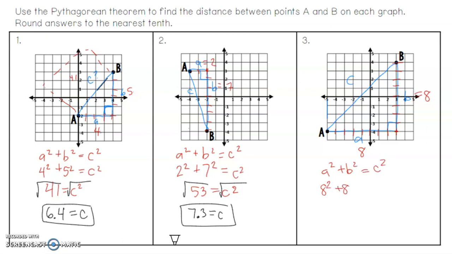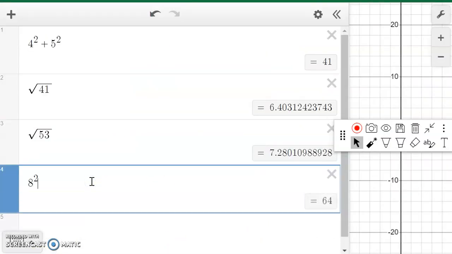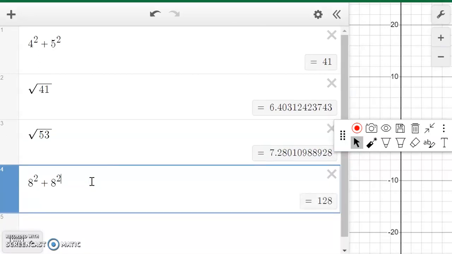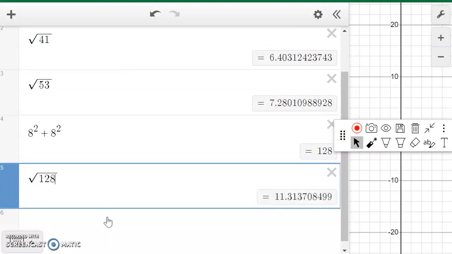So my side lengths are the same. 8 squared plus 8 squared is C squared. Okay, that's 64 plus 64, 128 equals C squared. And you take the square root to find that side measurement. If you're sitting there like, how the heck did I know it was 128? 8 squared plus 8 squared is 128, and then we want the square root of that number, which is 11. We'll round it to 11.3.